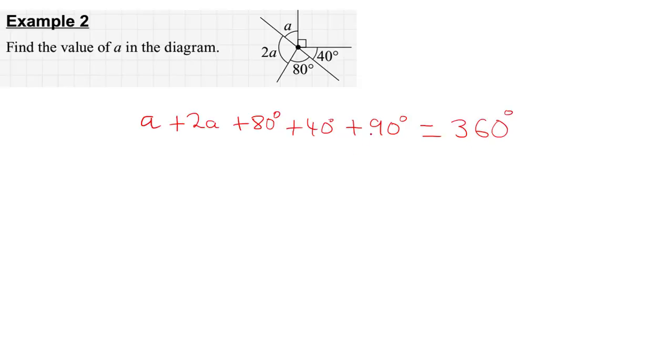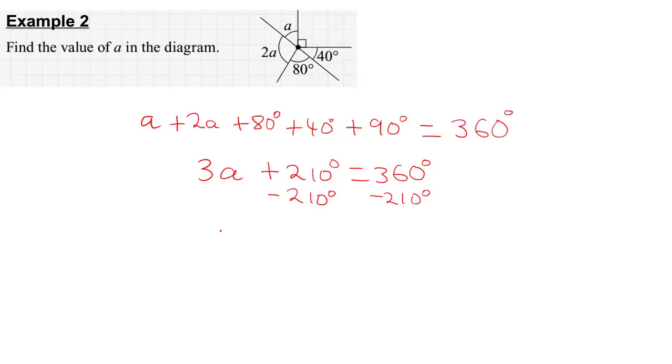The next thing you need to do is to collect the like terms. You do the A plus 2A, which is going to be 3A. And then you've got the 80 plus 40, which is 120, plus 90, which is basically going to be 210 degrees. Now that should be 360. Now the next thing I need to do is the opposite with this 210. So this is being added, therefore you need to take it away. So 210 you take away, but you've got to do both sides to balance it.